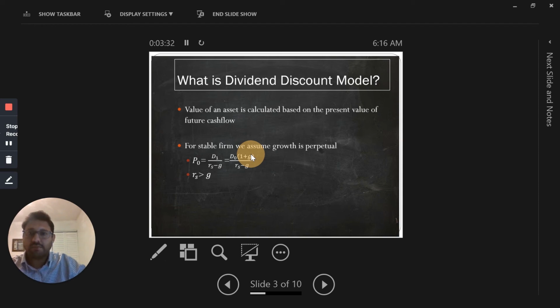Now the time has come to find out how we can find the values of these input variables. So Rs is the required rate of return, and we can use the capital asset pricing model for that. For the growth of the dividend, we'll simply see how the dividend has been growing over the period of time in the last 4 or 5 years, normally 5 years. The analysts do this calculation. And D0 is very easy. It's the recent dividend paid, right?